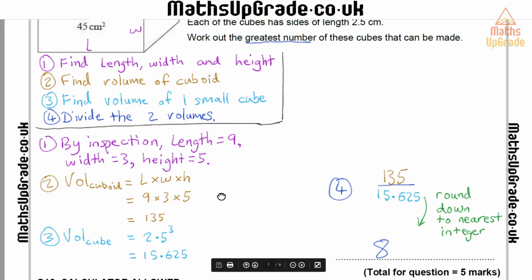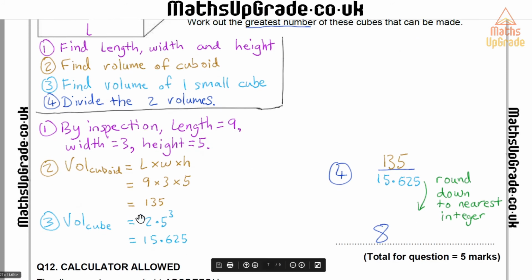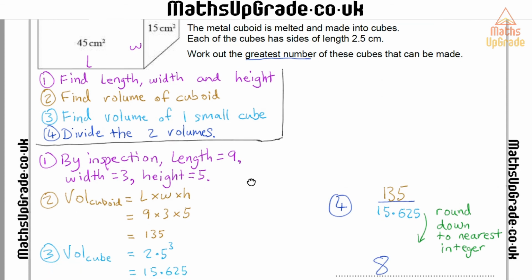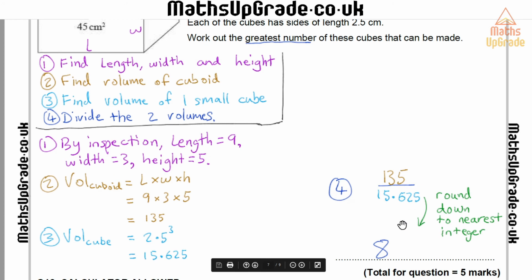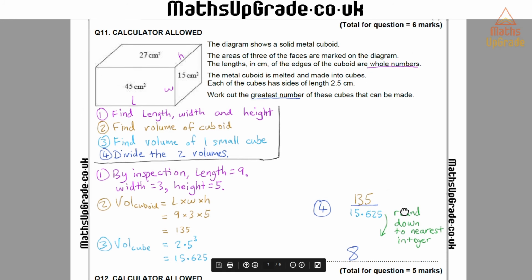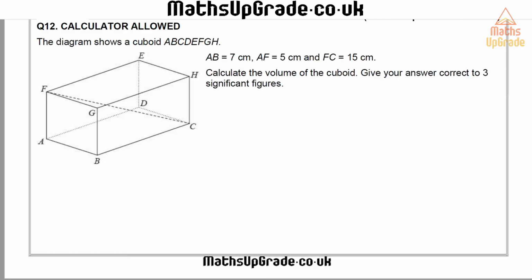So the next step now is to find the volume of one of these small cubes. Since the edge length is 2.5, I can just do 2.5 cubed, which is 15.625. Since I need to see how many of these small cubes fit into this large cuboid, by dividing them through and then rounding down to the nearest whole number, I can get my answer, which is 8. And that's a reasonable answer, and that is 5 marks for that entire question. If you didn't follow through how I've got these edge lengths, be sure to look at my video clip on surface areas, which is also on this channel.